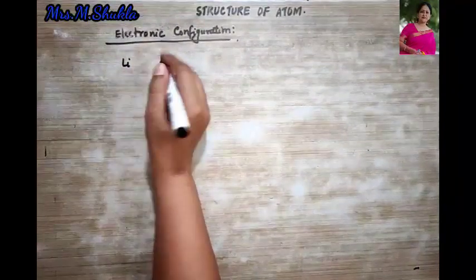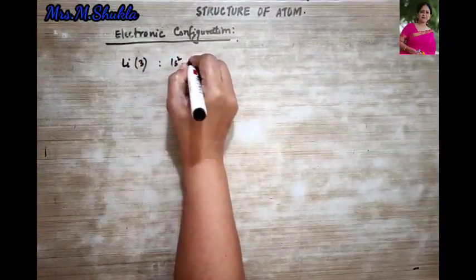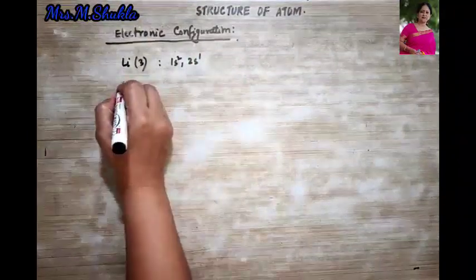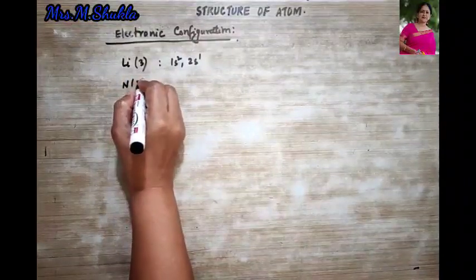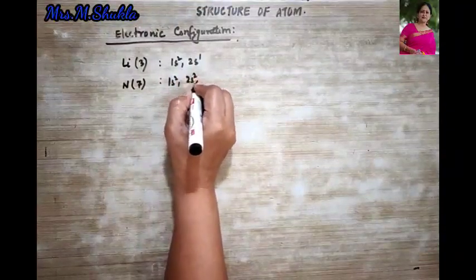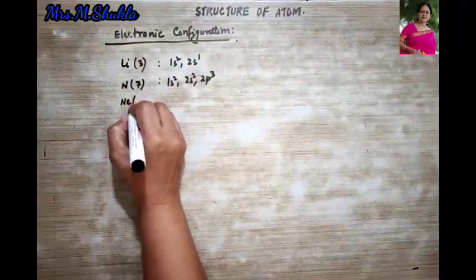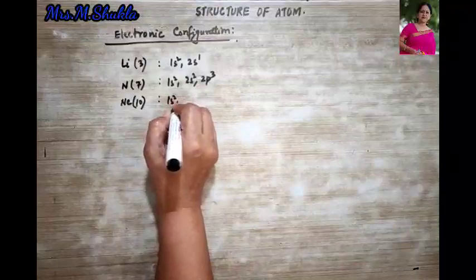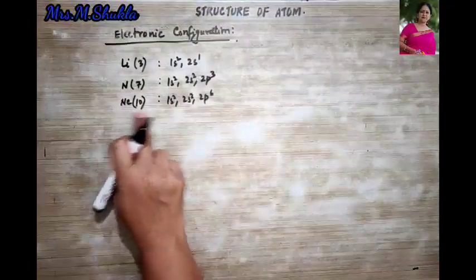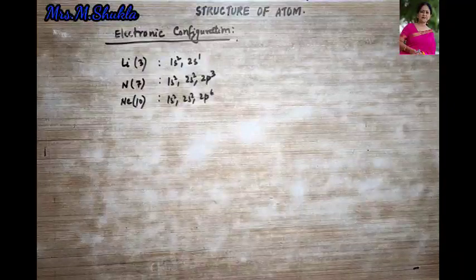With the first element, that is lithium. Atomic number is what? 3. Configuration 1s2, 2s1, 2 and 1, 3. Clear? Then let's take another one, nitrogen with atomic number 7. It will be what? 1s2, 2s2, 2p3. Then we come to neon, 10: 1s2, 2s2, 2p6. So 6, 7, 8, 9, 10. This is neon, completely filled. Okay, it shows a noble gas configuration.